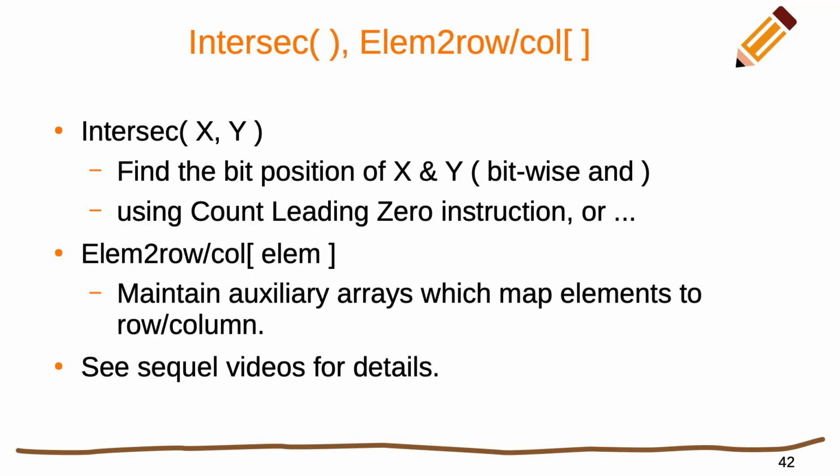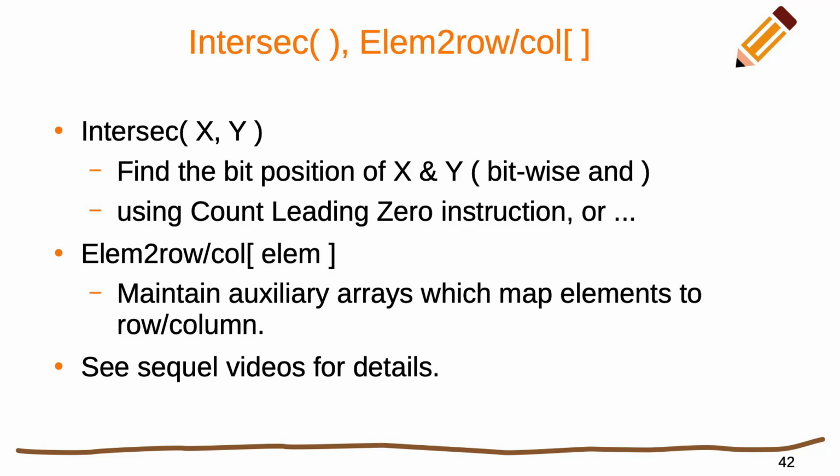Implementing the intersect function is straightforward. Perform a bitwise AND operation on the two binary coded sets and identify the position of the bit set to 1 using count trailing zeros or a similar instruction.